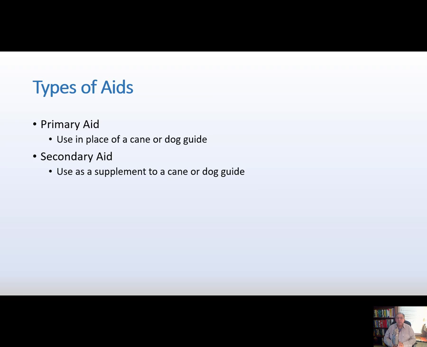Most typically, the aids that we see cannot do both of those things. The only time they can be a primary aid is if they're built into a cane. And we'll talk more about that as we go through the aids. A secondary aid, on the other hand, is a supplement to a cane or a dog guide, and is used with either of them. And so the overwhelming majority are secondary aids.